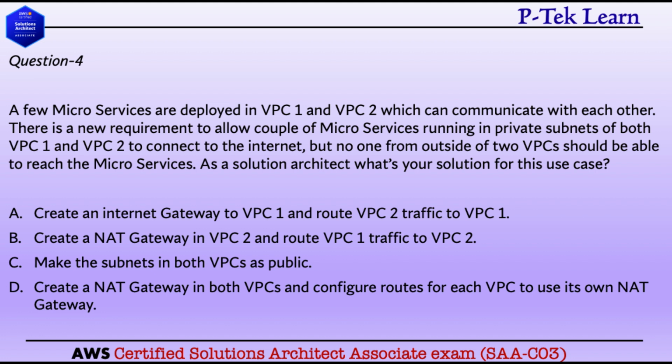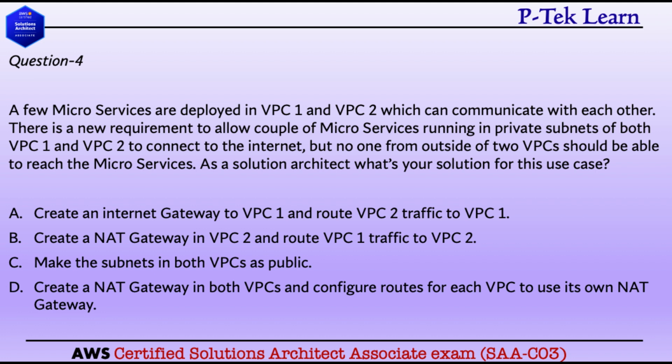Option A, create an internet gateway to VPC1 and route VPC2 traffic to VPC1. No, that's not at all correct. Why do we need to route the traffic from one VPC to another VPC? So this is not the right answer. Option B, create a NAT gateway in VPC2 and route VPC1 traffic to VPC2. Again, same thing. Whether it's an internet gateway or NAT gateway, we do not need to route traffic from one VPC to the other one. So B is also not correct.